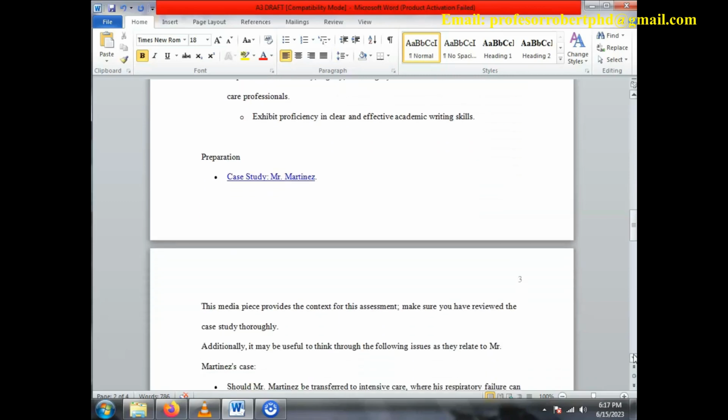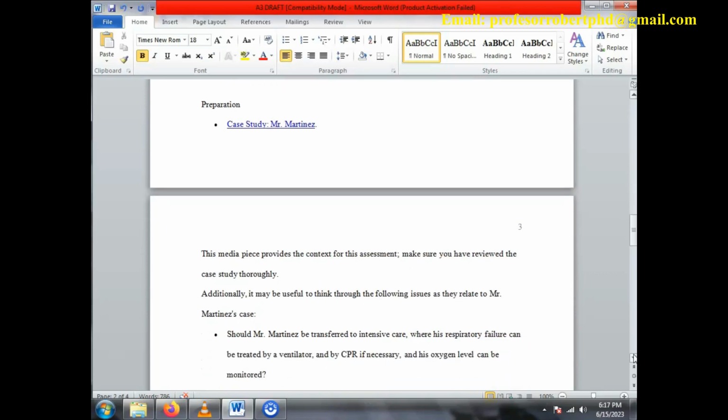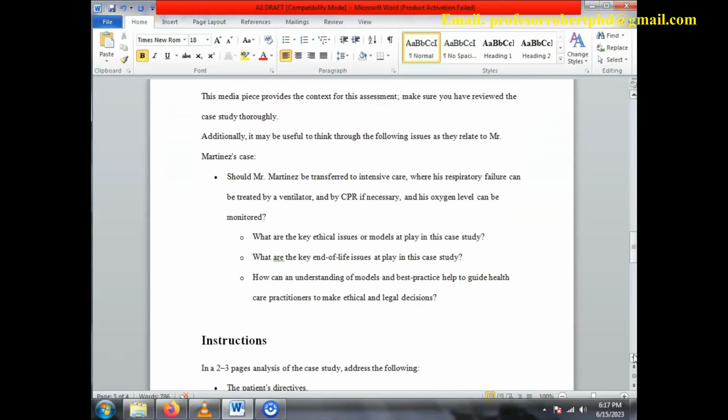Preparation. Case study. Mr. Martinez. This media piece provides the context for this assessment. Make sure you have reviewed the case study thoroughly. Additionally, it may be useful to think through the following issues as they relate to Mr. Martinez's case. Should Mr. Martinez be transferred to intensive care, where his respiratory failure can be treated by a ventilator, and by CPR if necessary, and his oxygen level can be monitored?